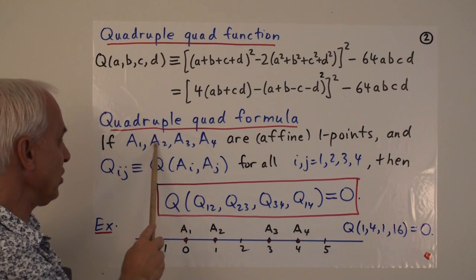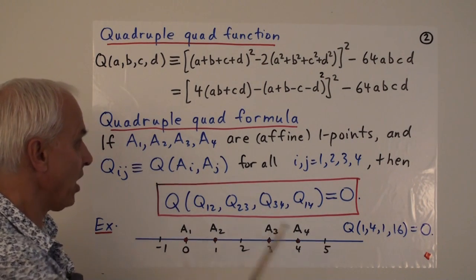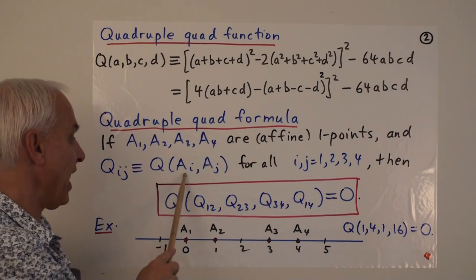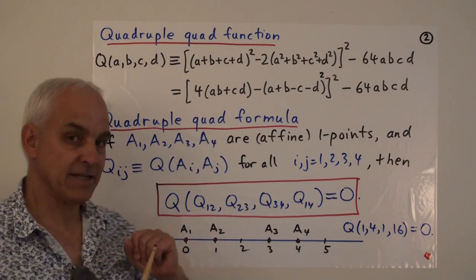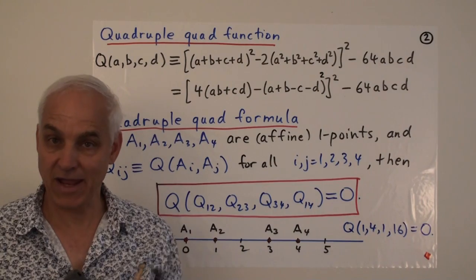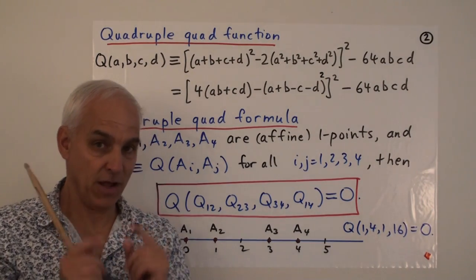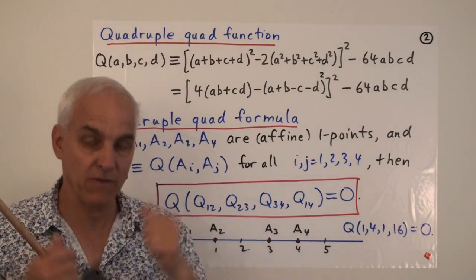That if A1, A2, A3, A4 are affine 1 points, 4 points on a line, and Qij is the quadrance between Ai and Aj. And I remind you that that means the square of the difference between the coordinates of Ai and Aj. Not the distance between them, not the displacement between them, but the square of the distance, the square of the displacement.